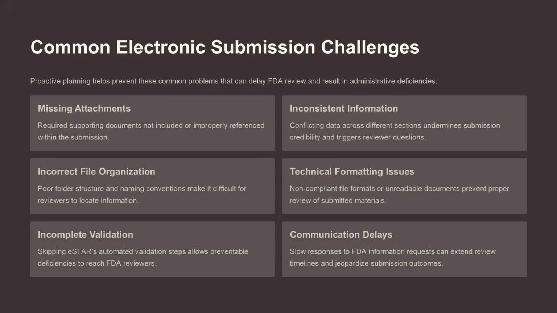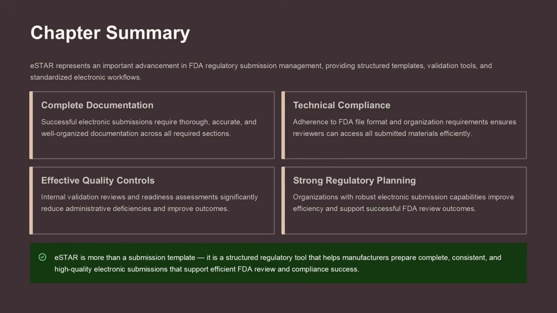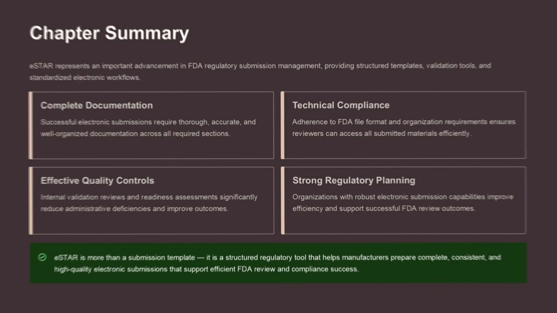Proactive planning helps prevent common problems that can delay FDA review and result in administrative deficiencies, such as missing attachments, inconsistent information, and incomplete validation. eSTAR represents an important advancement in FDA regulatory submission management, providing structured templates, validation tools, and standardized electronic workflows. It supports efficient FDA review and compliance success.